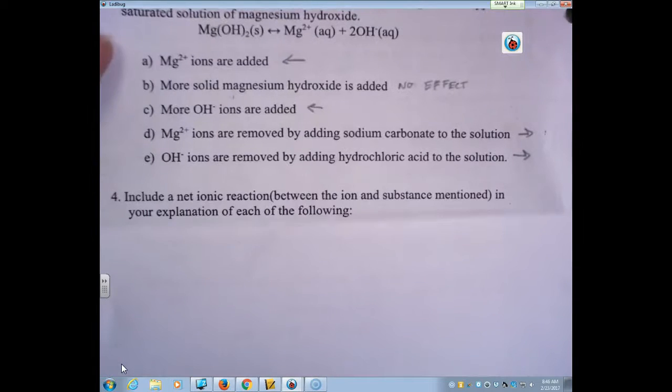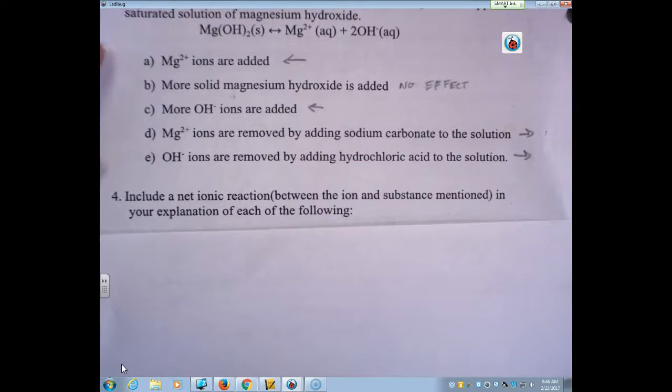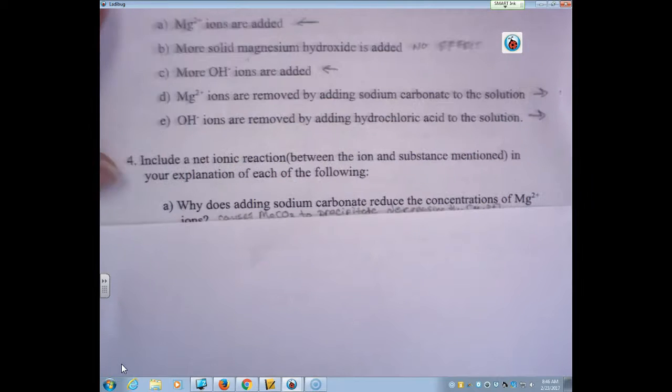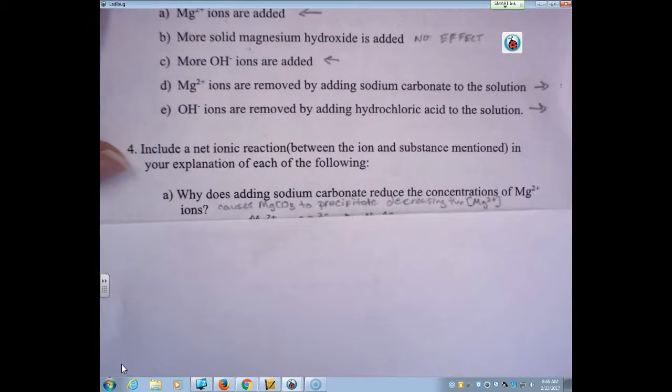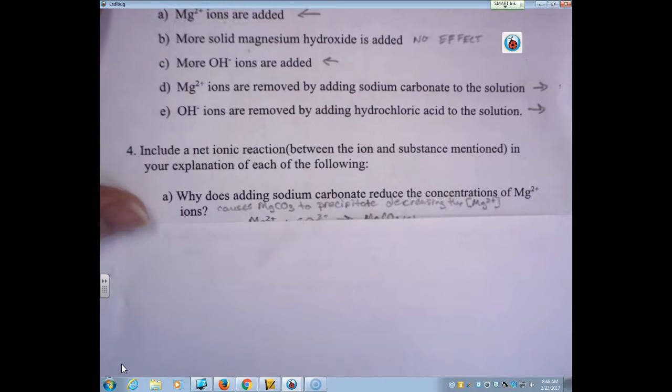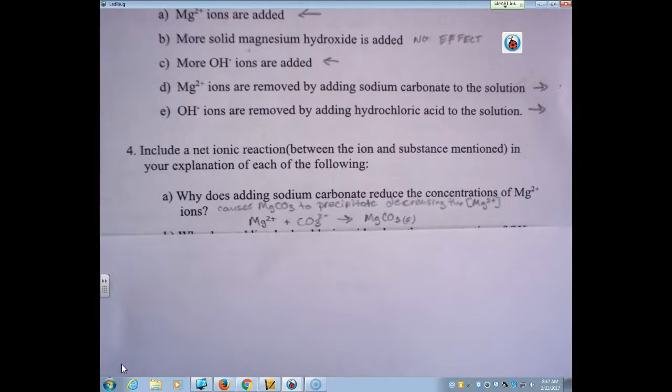Alright, so I ask you about the net ionic equation for the substances mentioned in your explanation for each of the following. So why does adding sodium carbonate reduce the concentration of magnesium ions? That is because magnesium carbonate would precipitate, decreasing the concentration of those magnesium ions. It's going to take those ions out of solution, just like we saw when we added that silver nitrate to our equilibrium expression, making it go from pink to blue and back and forth. So the net ionic equation for that, the magnesium ions are going to interact with the carbonate ions and form that solid magnesium carbonate.